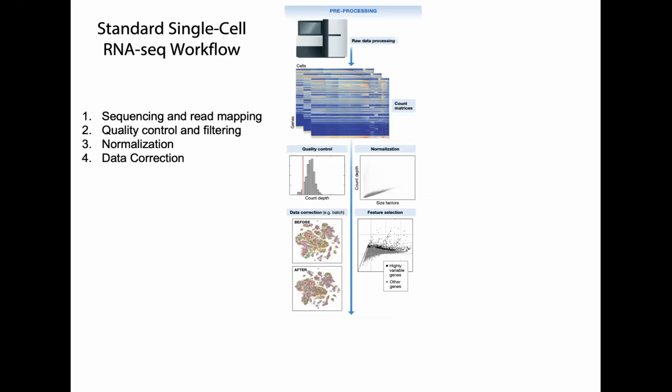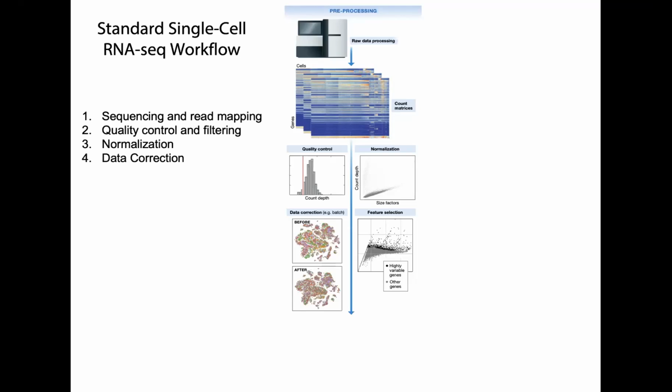So when data comes off of a single cell sequencing machine, there are basically four kinds of pre-processing steps. There's sequencing and read mapping. If people are somewhat familiar with genomics, you have a reference genome and a set of reads. You need to align those reads to the genome. If you're using a 10x Chromium single cell sequencing instrument, there's a program called Cell Ranger that does all this for you.